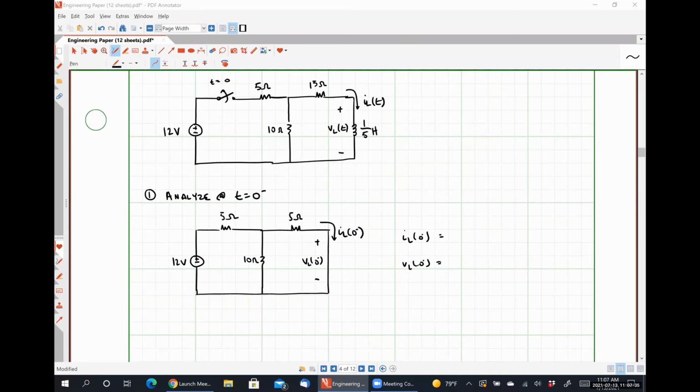I believe so. All righty. What is the voltage drop over a short circuit? 0. So VL is 0 volts. Do you agree or disagree?